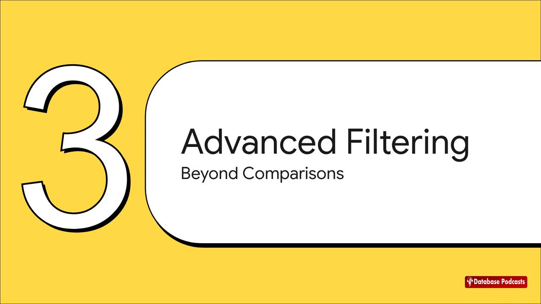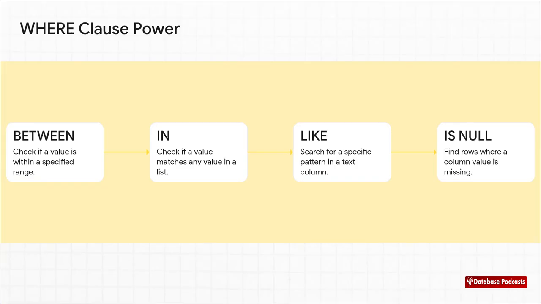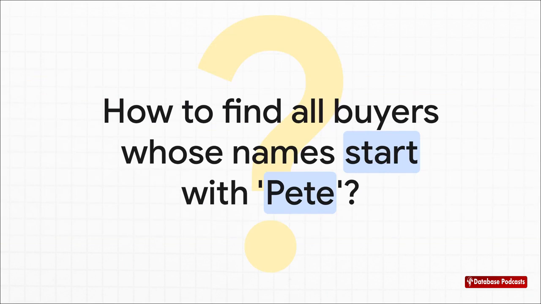Now, basic filtering is awesome, but what happens when your questions get a little trickier? Let's check out some of the tools that'll take you way beyond a simple equals this or equals that. These four operators right here are like your secret weapons for the where clause. Between is perfect for a range of dates or numbers. In is a super clean way to check if something matches any item in a list you give it. Like is your absolute go-to for finding patterns in text. And is null, well, that helps you hunt down all that pesky missing data. This is really powerful stuff.